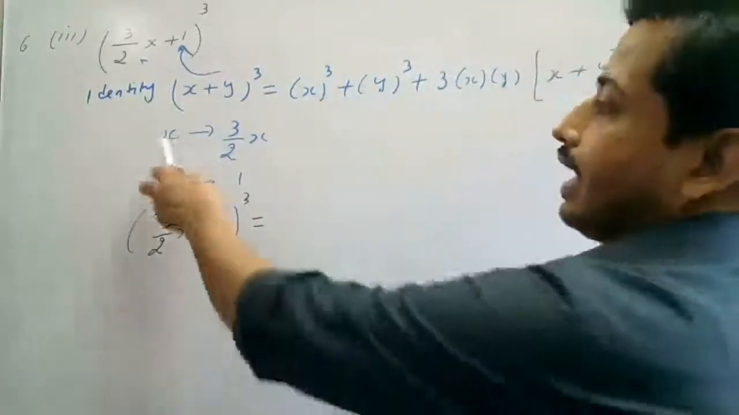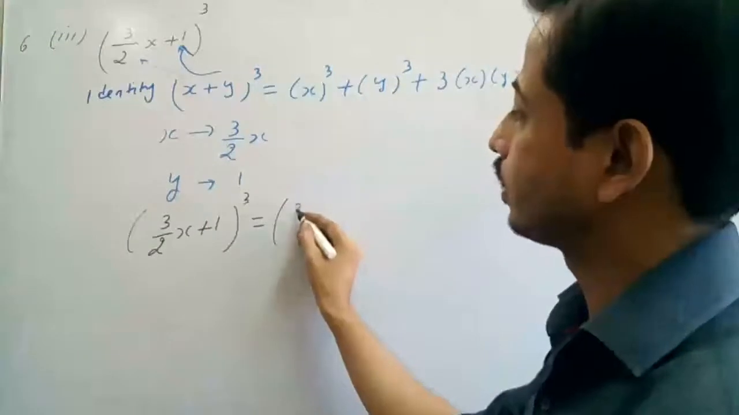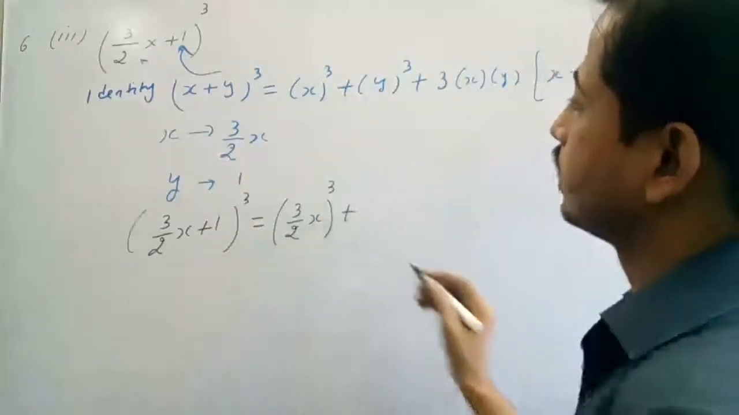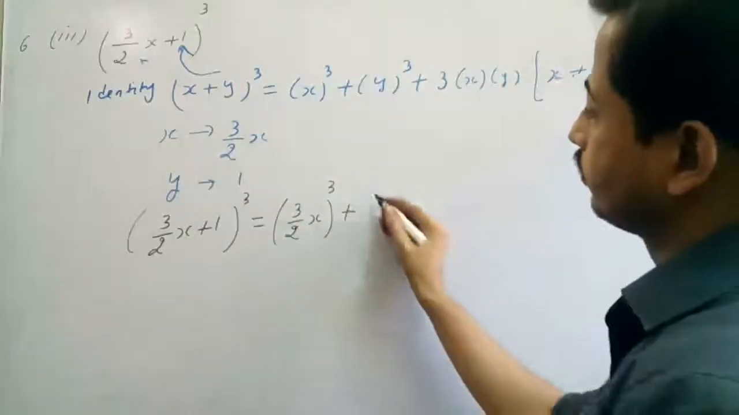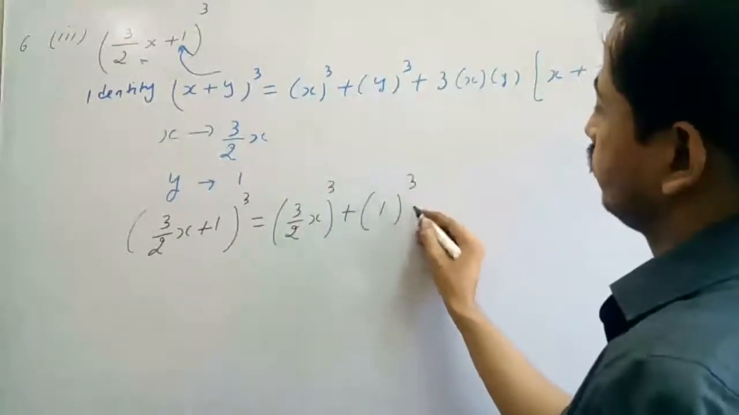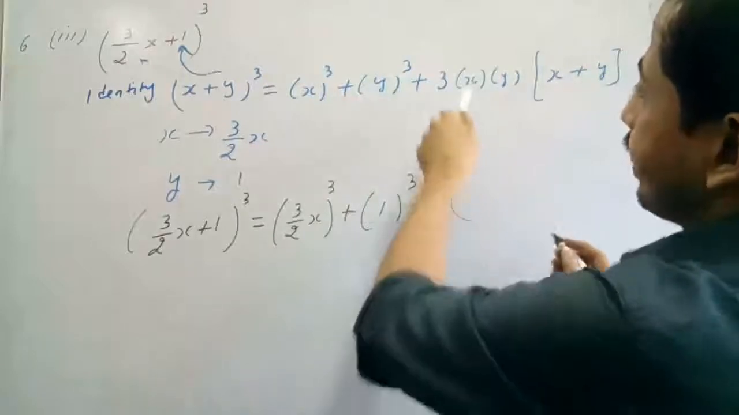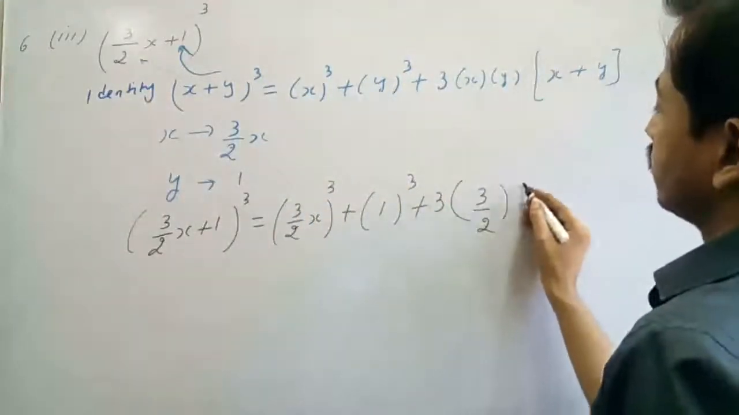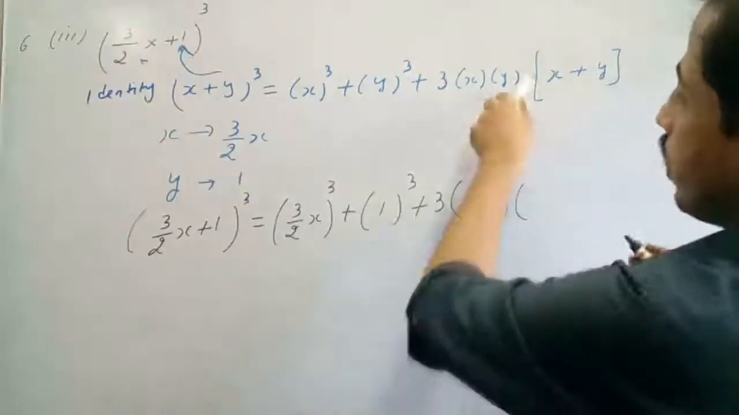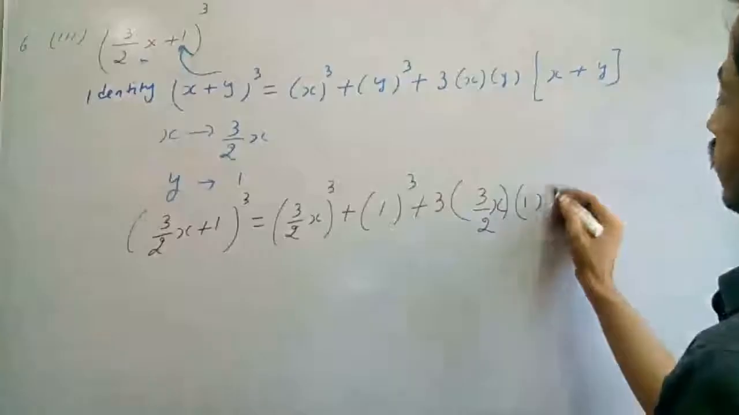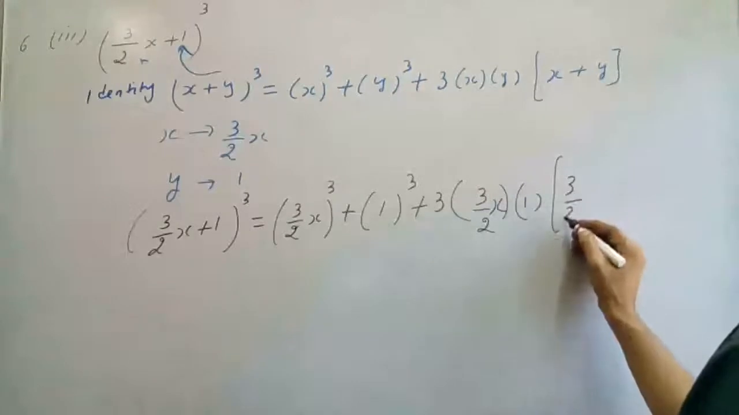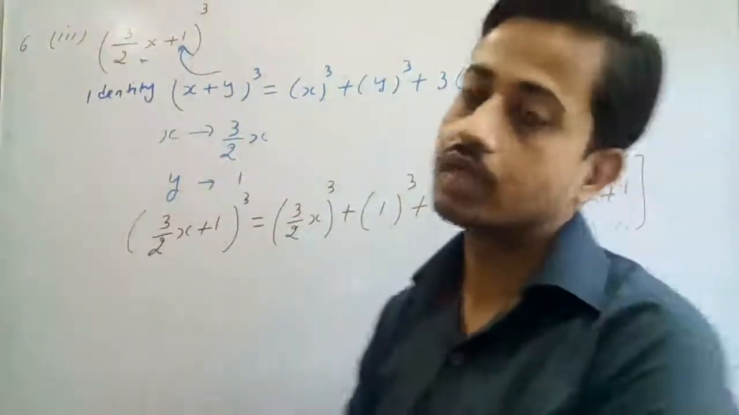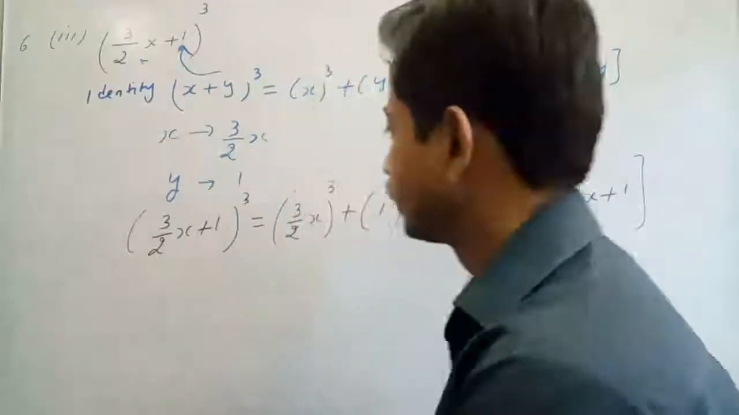x cube, x is 3 by 2x, plus y cube, y is 1, plus 3 into x, x is 3 by 2x, into y, which is 1. Now x is 3 by 2x, plus y, which is 1. Now it becomes very, very easy to solve.